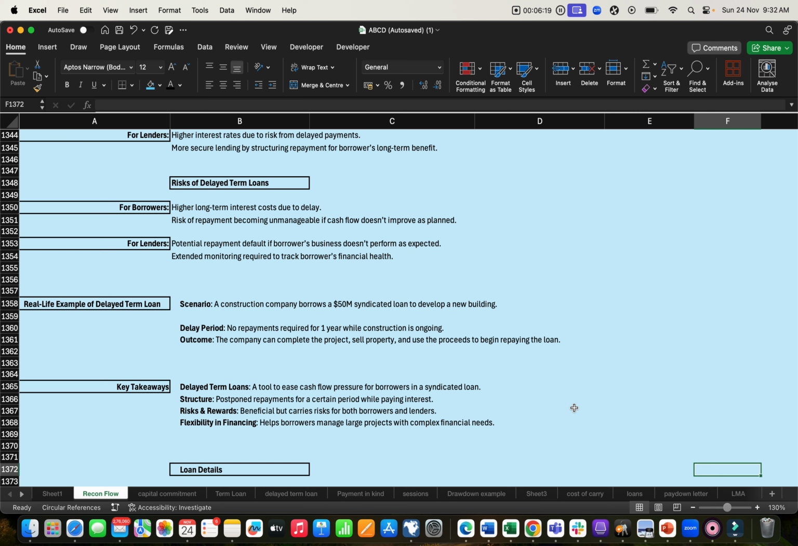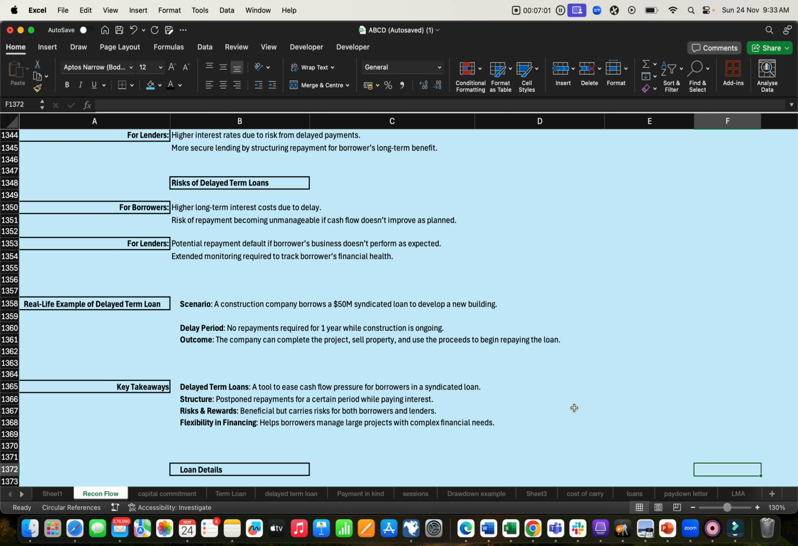For lender, potential repayment default if borrower business does not perform as expected. So lender also, if he gives the money, he gives the time, and the same project is not working very well, it will be default for lender as well. Extended monitoring requirement to track borrower financial health. So lender will also keep a close watch on what borrower is doing with that money, whether he is investing in the right part only, or maybe he is wasting his time and money. So he has to check regular financial statements as well.